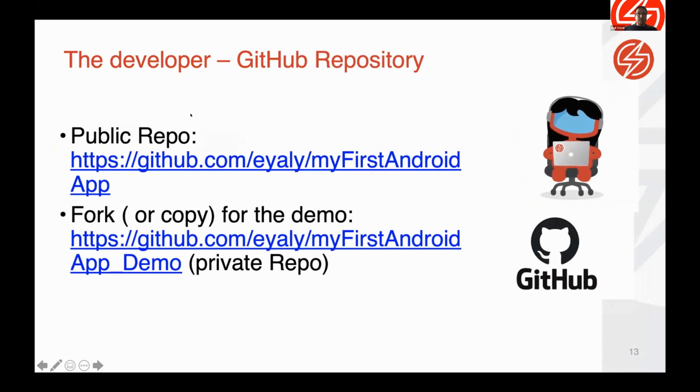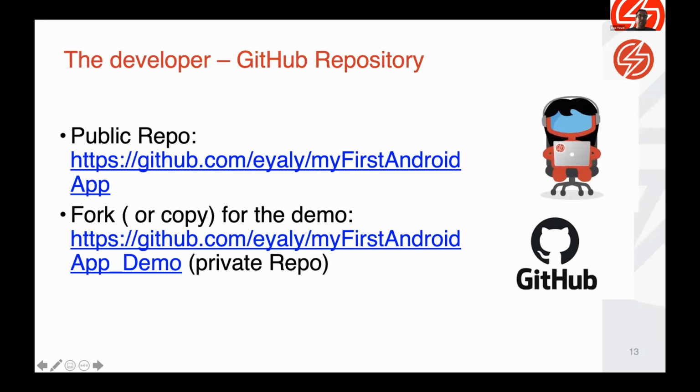My code is in a public repository. This is a public repository that I uploaded my project to, that you saw in the previous slides. For this demo, I just copied it and created an empty one, so I can build my demo, and I call it my first Android app demo. During this presentation, you will see the demo.